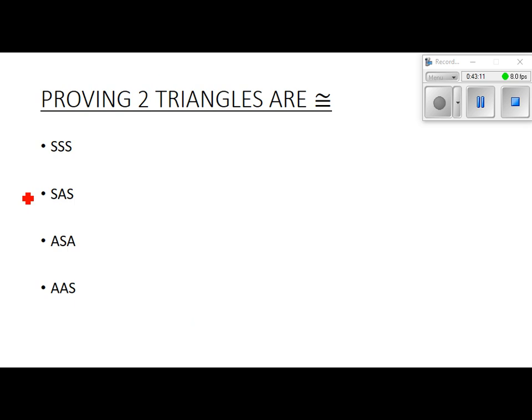Alright, thanks. Proving 2 triangles are congruent. 4 ways to prove them congruent. You don't have to skip space like I did here. Just be able to prove 2 triangles are congruent. Should know those 4 ways. We just went over that not too long ago.